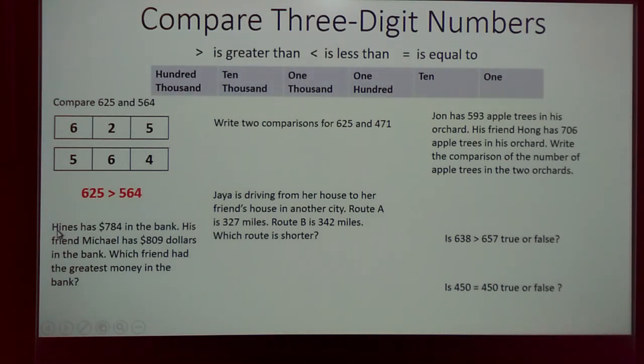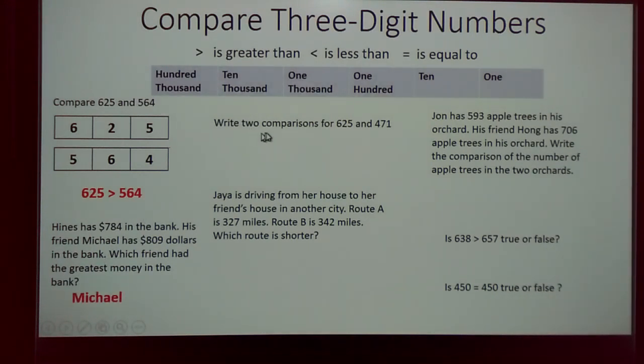Good. Now, Heinz has $784 in the bank. His friend Michael has $809 in the bank. Which friend has the greatest money in the bank? Very simple. Which number is the highest? 809 or 784? 809 is the highest, and Michael has that, so your answer is Michael.